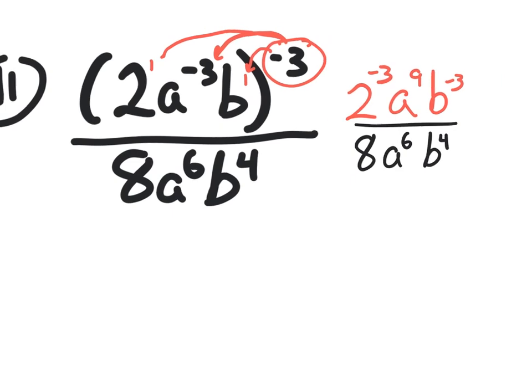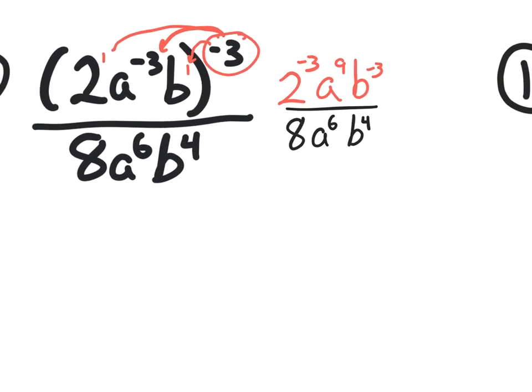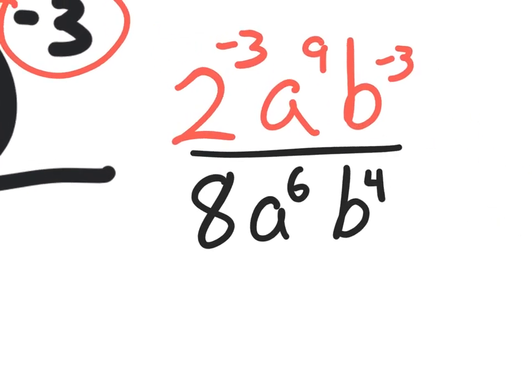Now, from here, I need to apply other rules. Now I can cancel things out. So I could do the canceling rule, or I could do the negative exponent rule. Which one do you guys want to do? Canceling or negative exponent? Canceling. Okay, so what would we cancel? What would we cancel right here?